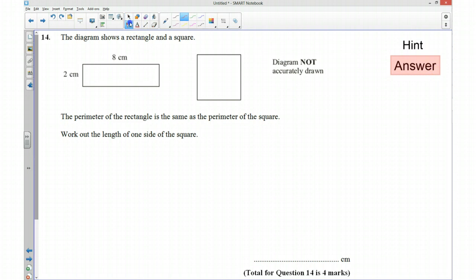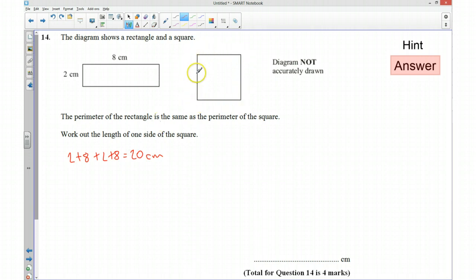Okay, so let's have a look at this. The perimeter of the rectangle is going to be, well, if that's 2 and that's 8, so that's 10, 12, because those two are going to be the same, and then another 8 because those two are the same, so 12 and 8 makes 20. So we've got 2 plus 8 plus 2 plus 8 equals 20 centimeters. So that means that the perimeter of this is going to be 20 centimeters.